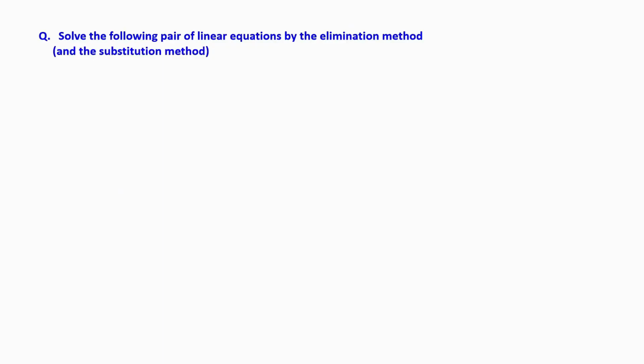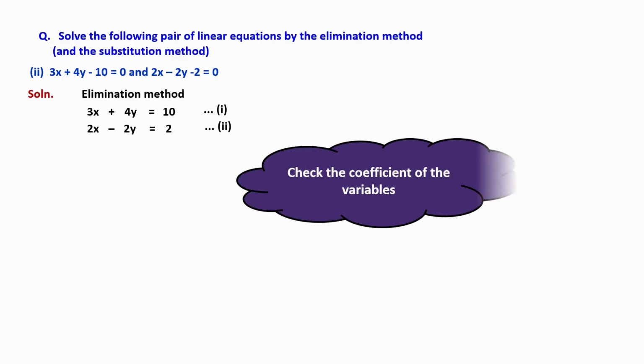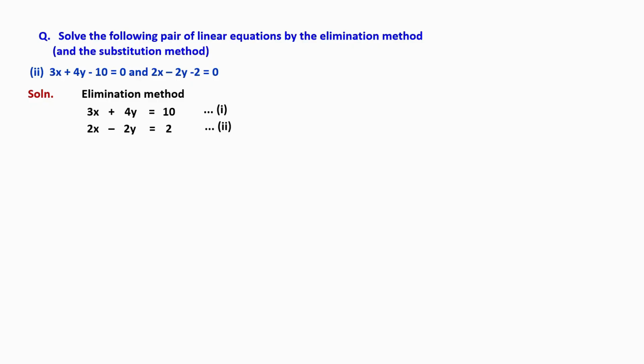Let us solve this question using the elimination method. We are given two equations. First equation, 3x plus 4y minus 10 equals 0. Second equation, 2x minus 2y minus 2 equals 0. First, we rearrange both equations by keeping variables on the left-hand side and constants on the right-hand side. So, the first equation becomes 3x plus 4y equals 10. And the second equation becomes 2x minus 2y equals 2.